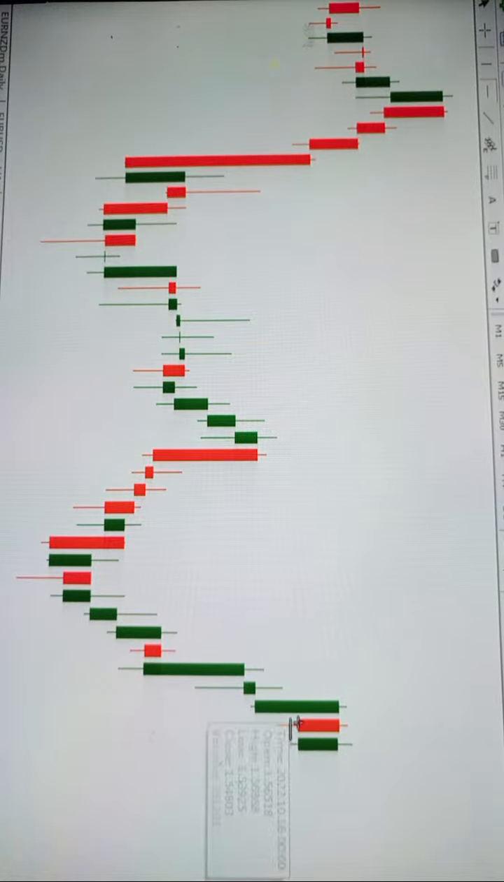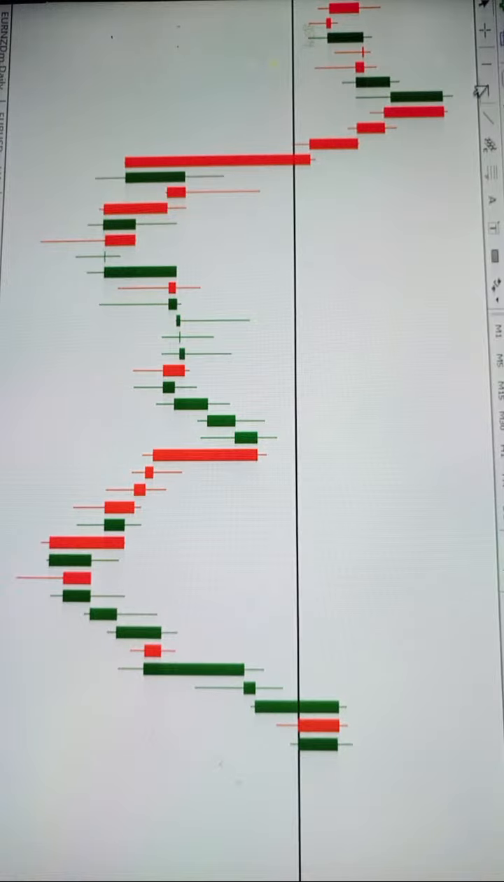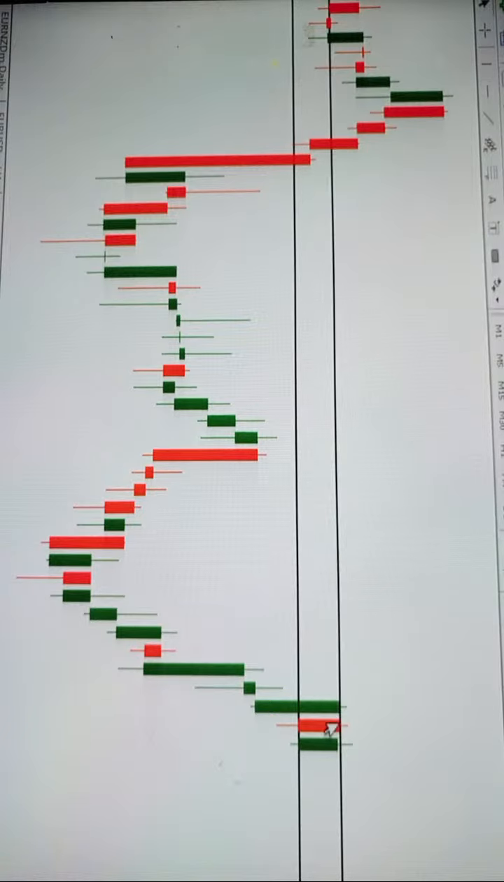Don't mark where price, just mark the opening and closing price. We are going to see how price is going to reject to this point. So this is Euro AUD, and this is how we are going to trade Euro AUD. This is how you're gonna trade.